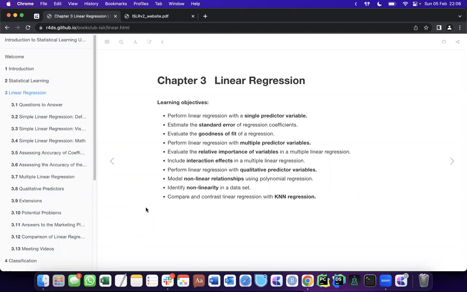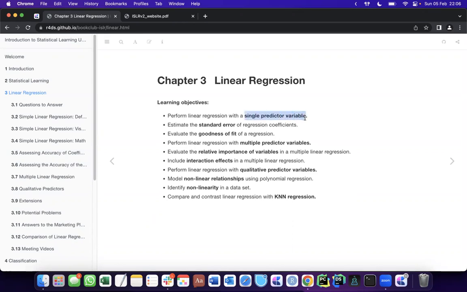But today we're going to be talking about linear regression. So we've had quite a nice introduction to a couple of the different methods and things that we're going to be chatting about in the whole book. And one of the first ones is going to be linear regression.